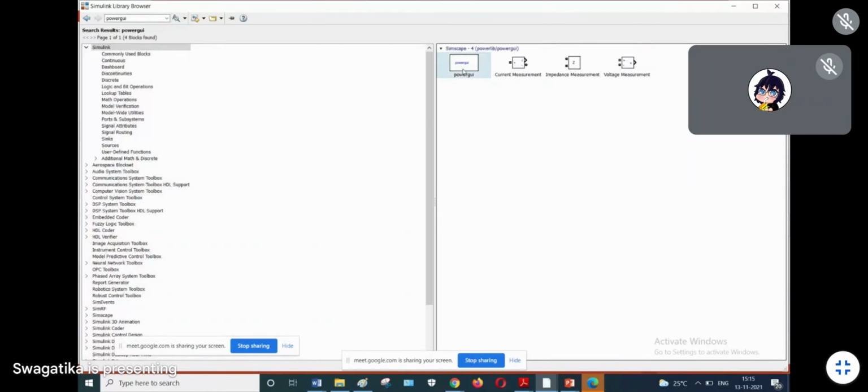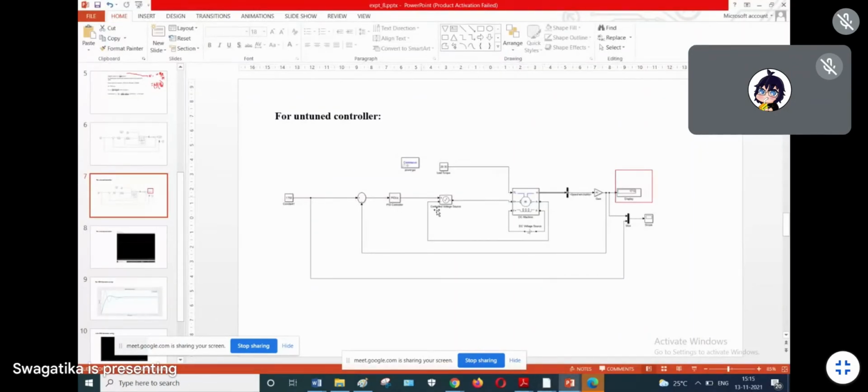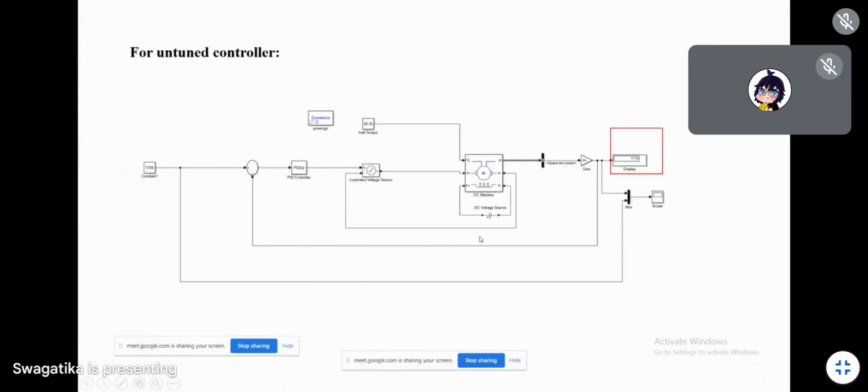See this one. This one you can add. That will provide continuous power to the system.